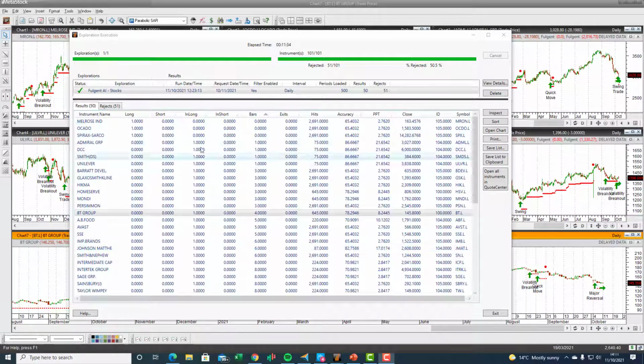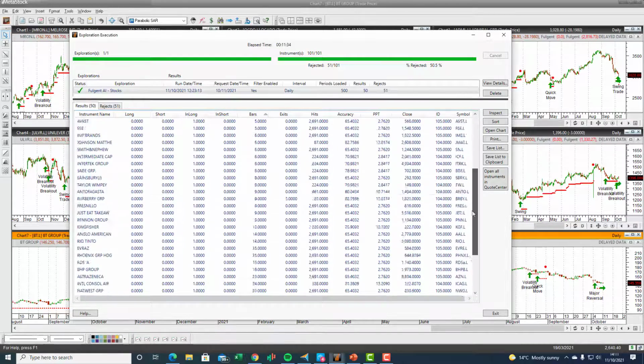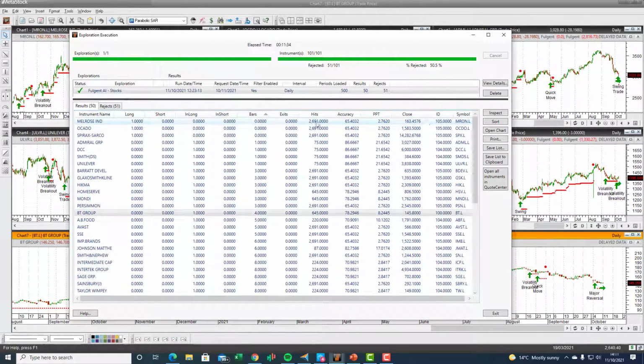If there's a 1 in the long column, and in the short, if there's a 1 in there, so you see mostly longs. The AI is in about 50, about half of the FTSE 100 stocks. And we can see here, hits tells you how many times in the testing period the AI found this particular trade setup to work out. 2,691 times with 65% accuracy on this stock. Admiral Group, Smiths, Unilever, 75 times with 86% accuracy.